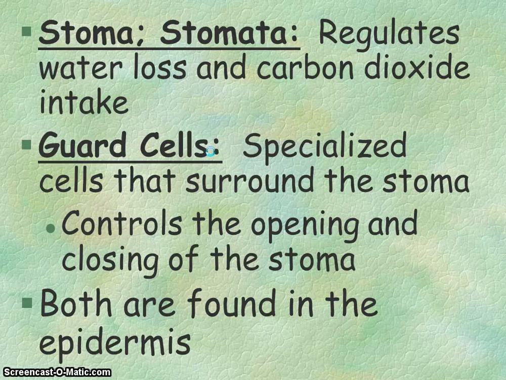All right, so we have one more structure to talk about. We have the stoma, or the stomata, and the guard cells. The stoma is what's going to regulate water loss and carbon dioxide intake. There are guard cells that are going to control the opening and the closing of the stoma. This is found on the epidermis, and that's going to allow carbon dioxide to come in. Now, if it's open, water can leave, and that's not a good thing for some plants.